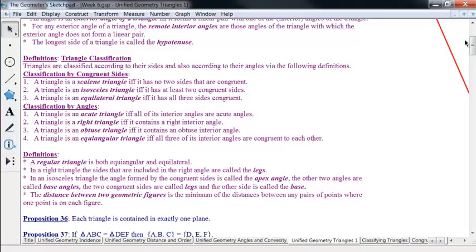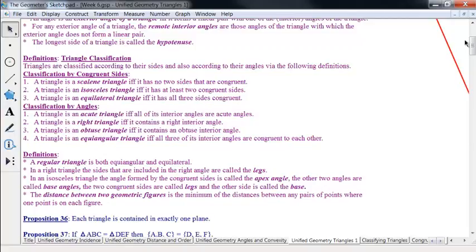Notice these say nothing about the angles. We may be able to conclude something about the angles in certain geometries, and maybe not. But we have to just define these this way. A triangle is an acute triangle if and only if all of its interior angles are acute angles. It's a right triangle if it contains a right interior angle. It's an obtuse triangle if it contains an obtuse interior angle. And it's an equiangular triangle if and only if all three of its interior angles are congruent to each other.